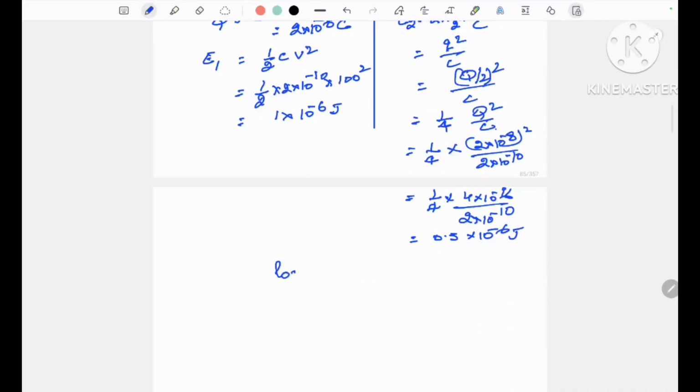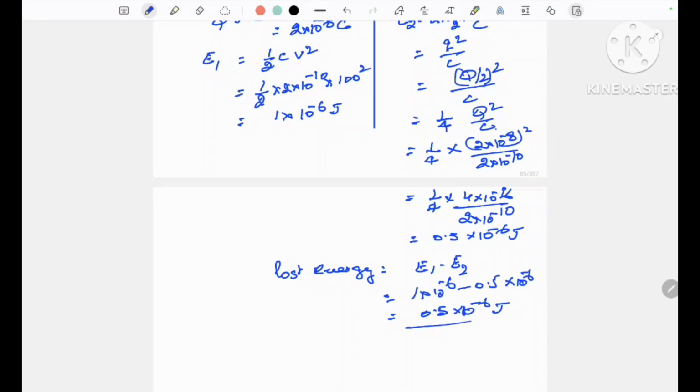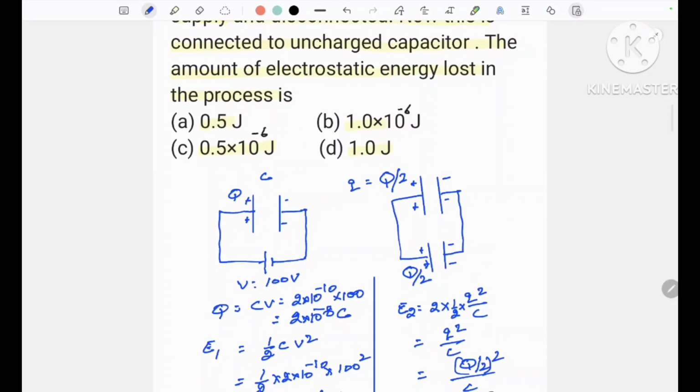The lost energy will be E1 minus E2: 1 into 10 to the power minus 6 minus 0.5 into 10 to the power minus 6, 0.5 into 10 to the power minus 6 joule. The C is correct option.